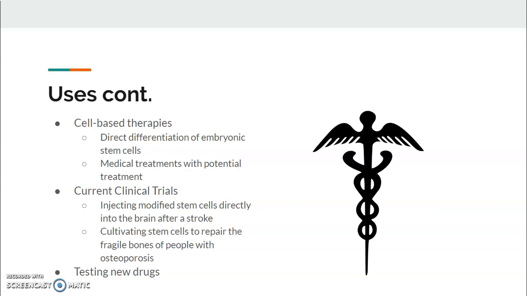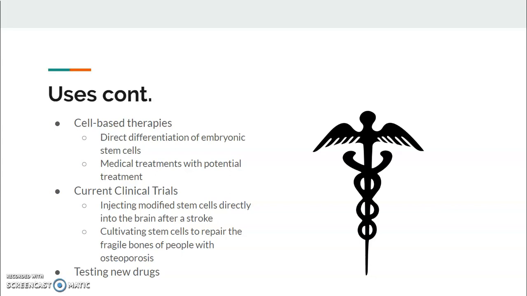So medical conditions that could be potentially treated with embryonic stem cells include spinal cord injuries, heart disease, Huntington's disease, and those are just a couple of the examples. But there's also current clinical trials happening right now. California's Stem Cell Agency provides a detailed list of disease programs and clinical trials currently underway in stem cell research. A couple of these include injecting modified stem cells directly into the brain after stroke and cultivating stem cells to repair the fragile bones of people with osteoporosis.